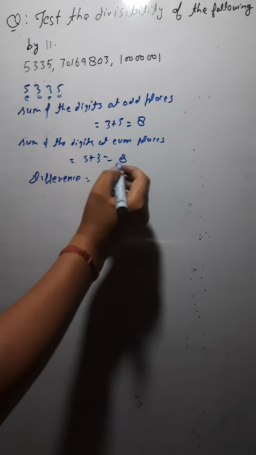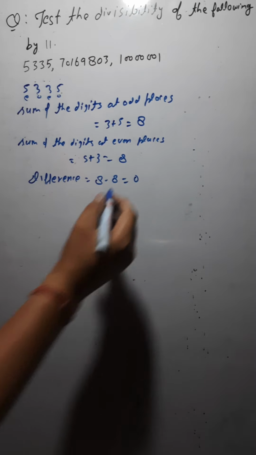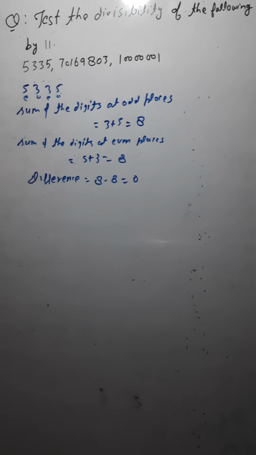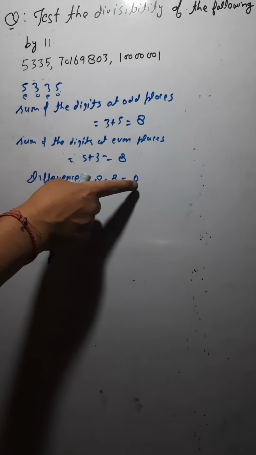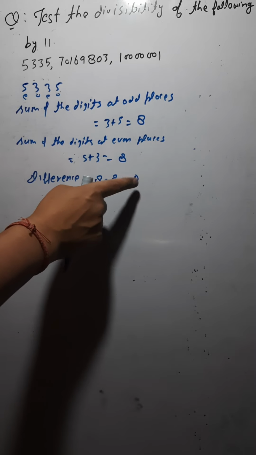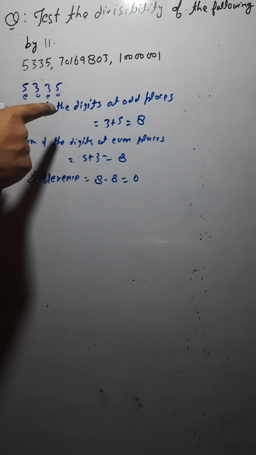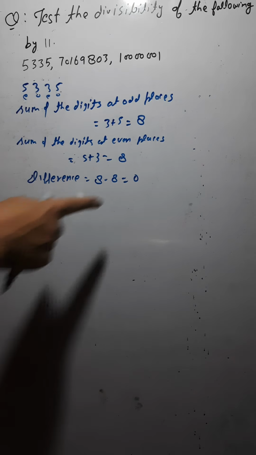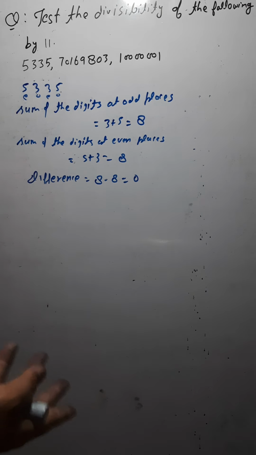So difference would be 8 minus 8. It is 0. So 0 is divisible by 11. Yes or not? Yes. Remember, whatever the difference you are getting, if the difference is divisible by 11, then the given number is also divisible by 11. 0 is divisible by 11. 11 times 0 is 0. Getting it or not?